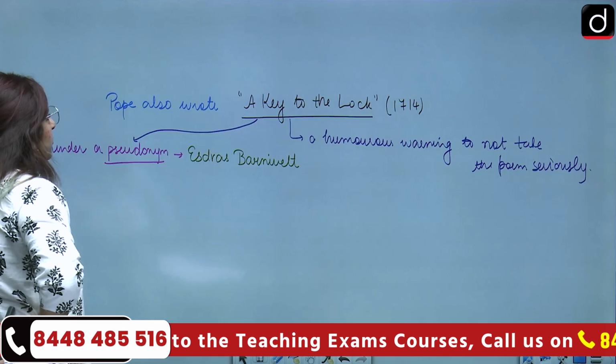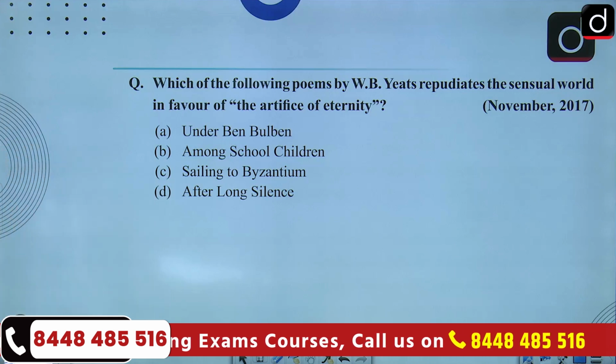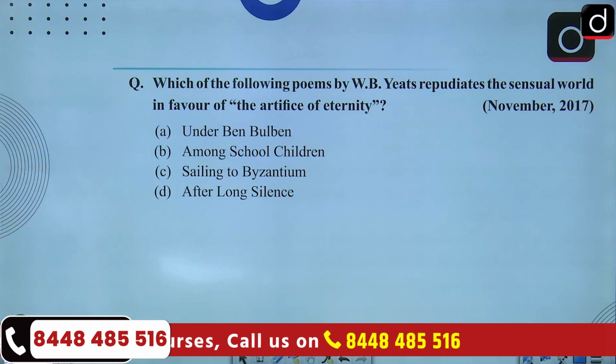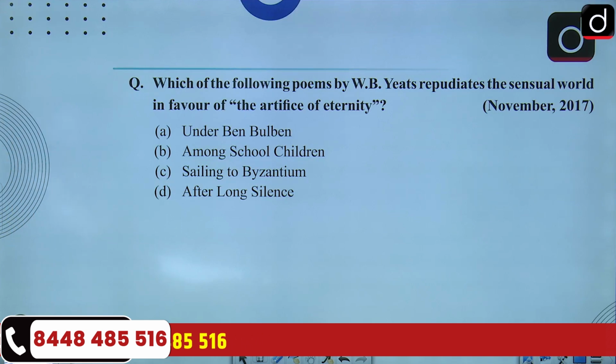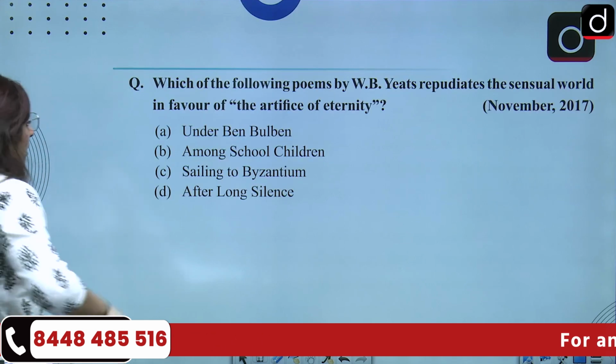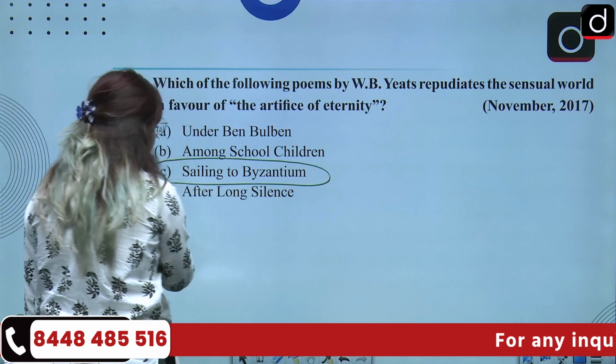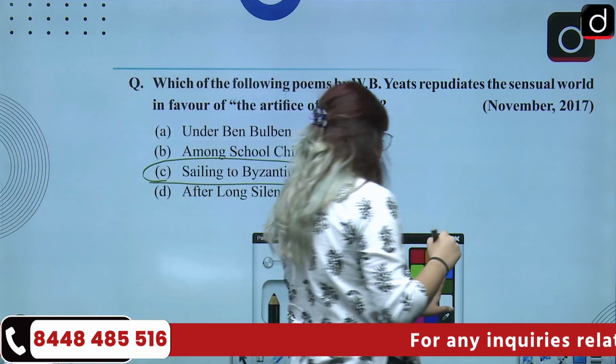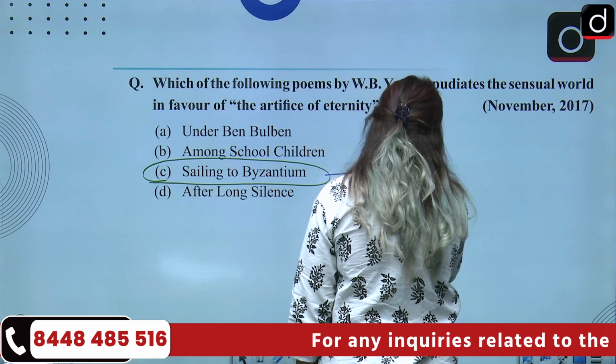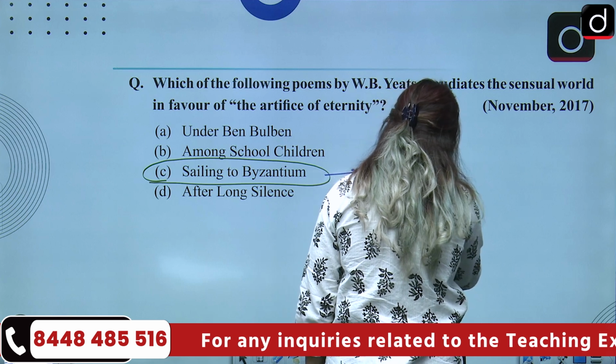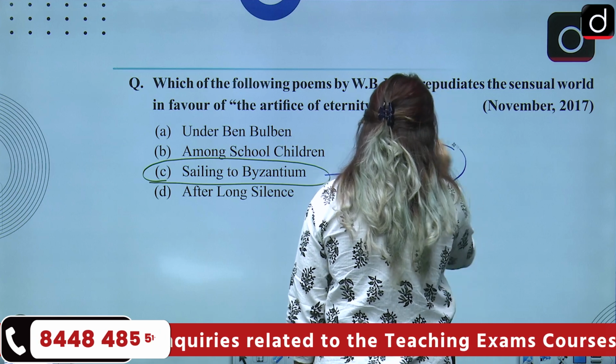Let's move forward to the next question. Which of the following poems by W.B. Yeats repudiates the sensual world in favor of the artifice of eternity? The right answer to this question is option C, which is Sailing to Byzantium. Where is Byzantium? It is modern-day Constantinople. Okay?